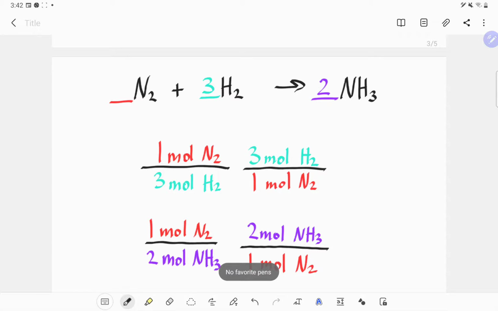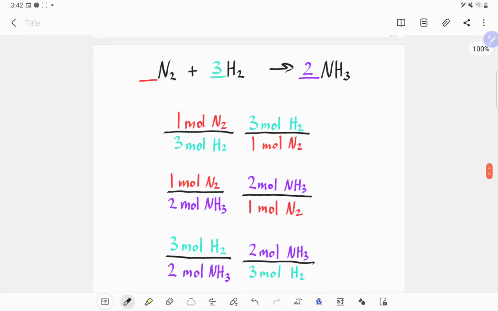All right, or we could write all the other ratios that we can pull out of this. We could say for every 1 mole of N2 that goes into the reaction, we're going to produce 2 moles of NH3. So if I put 1 mole of N2 into the reaction, I'm going to get out 2 moles of NH3. Or we could flip it and say that there are going to be 2 moles of NH3 produced when we have 1 mole of N2 used in the reaction.